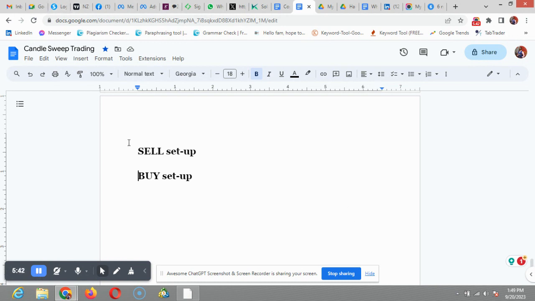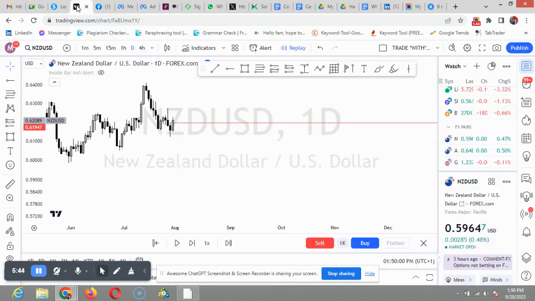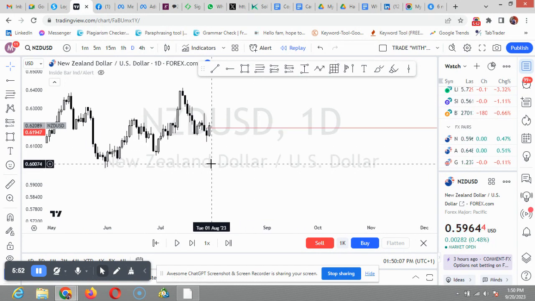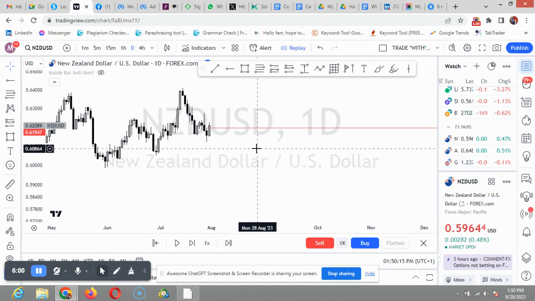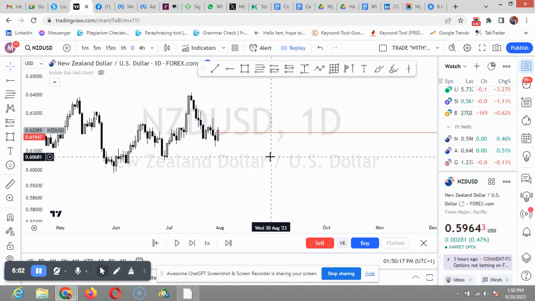Now, in subsequent classes, I explained to us what this system is all about. It is called a daily candle sweep trading system. I gave it that name, right? Now, you can call it anything, but the whole idea is we are working with the daily candlestick formation.